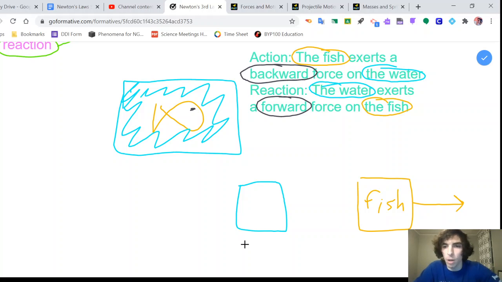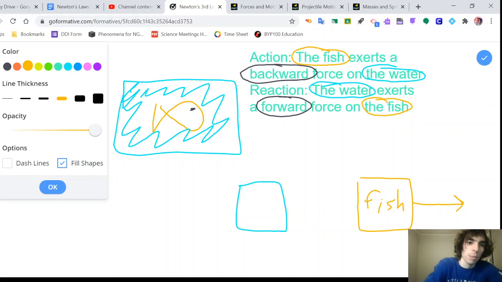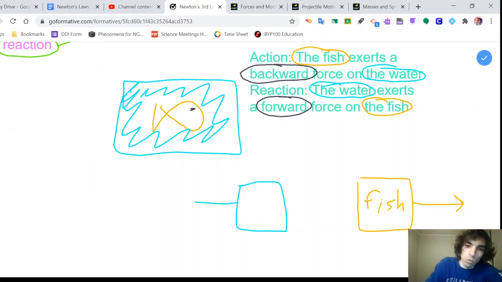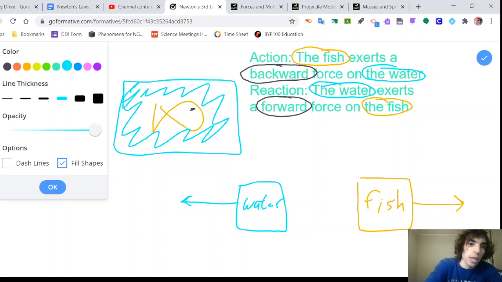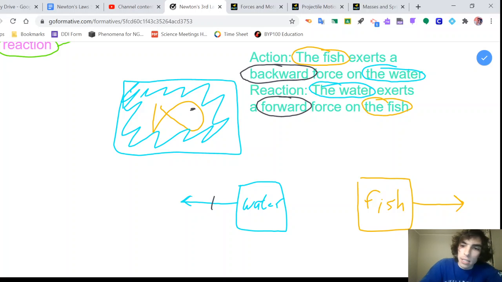We won't worry too much about labeling forces for now. But the important thing is that even though this water exerts a forwards or rightwards force on the fish, we don't draw that on water's free body diagram. On water's free body diagram, we draw what force is being exerted on the water. And one thing that we can say for sure is that these two forces are equal.